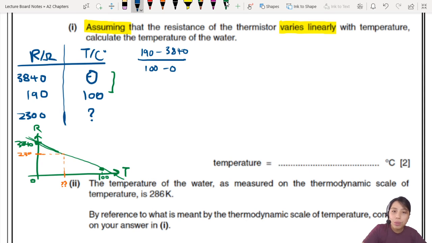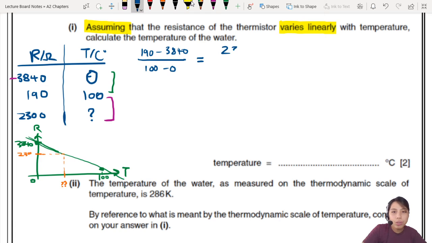Now that gradient value will be the same as if I take maybe these 2 data points and find the gradient again. Or if you want to be different, you say, miss, can I take the first and the last one as a gradient? Can also. Up to you, whichever one you want to use, as long as you compare gradients. So let me just take these 2 for you.